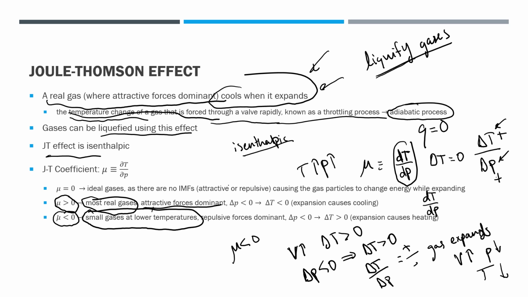So basically, to summarize, mu equals 0 for ideal gases, mu is greater than 0 for most real gases where attractive forces are dominant, and mu is less than 0 for small gases at lower temperatures where repulsive forces are dominant. In the next slide, I'm going to show why the Joule-Thomson effect is isenthalpic, and this is not super necessary for you to know right now, but it'll be a good introduction to the language of thermodynamics that we'll go into in future videos.